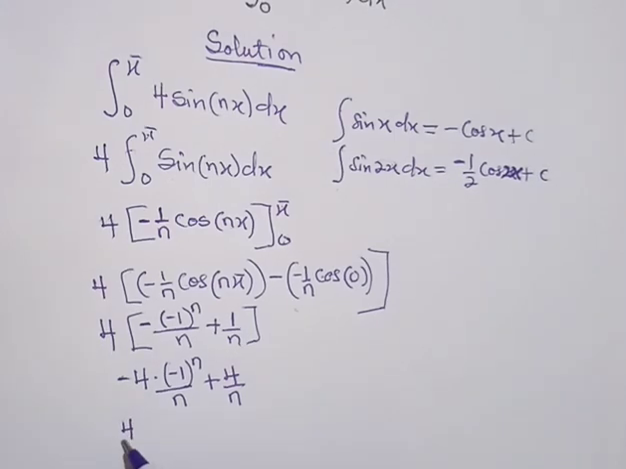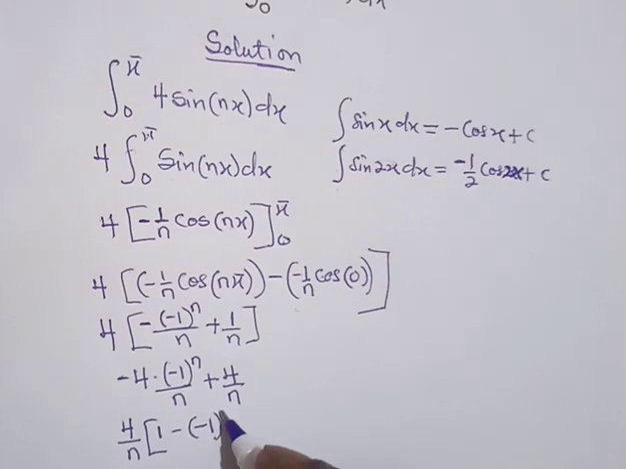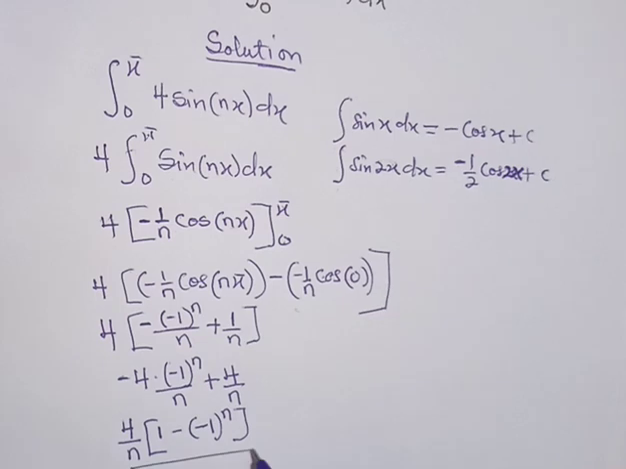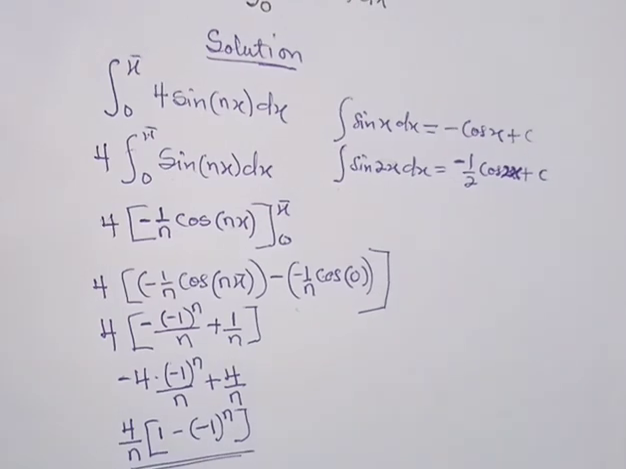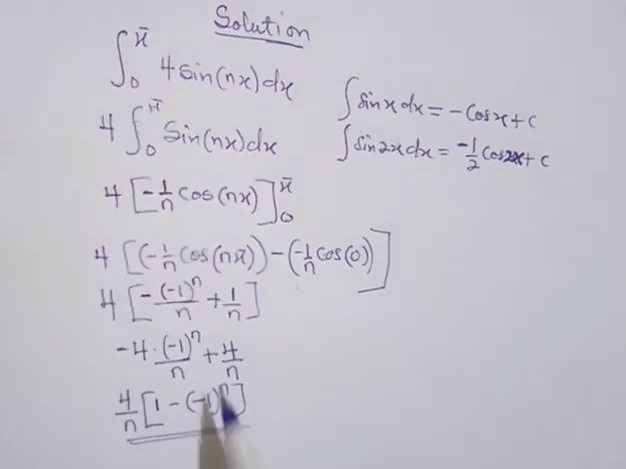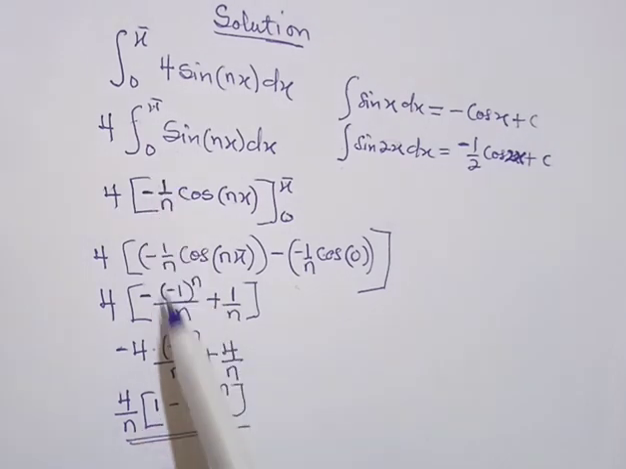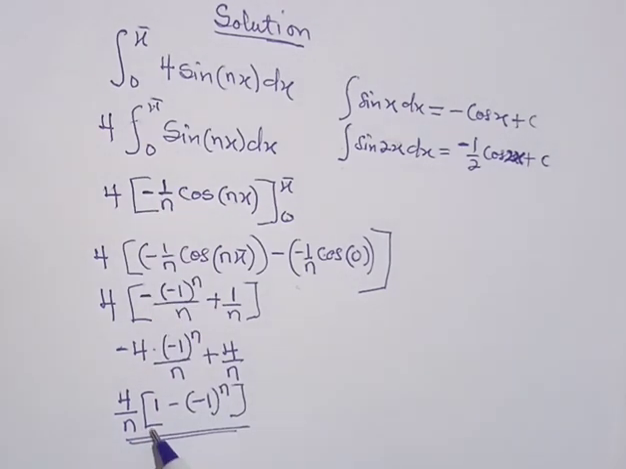So we can rewrite the whole as 4 out on n, then we will have 1 minus negative 1 exponent n. Good. So this becomes our answer. Good. So when you are asked to integrate a question like this, this is how you can go through. Thank you.